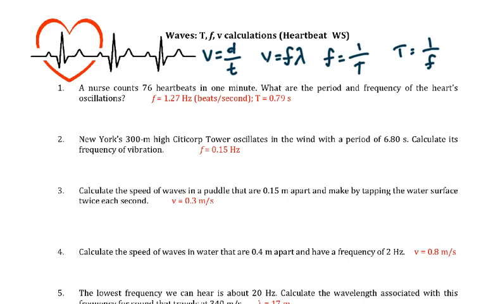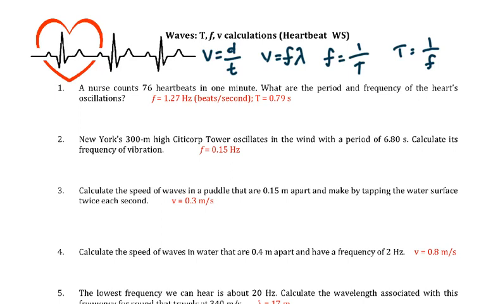It would probably also be helpful to review yourself on what the definitions for frequency, period, and wavelength are before you start these. Okay, let's take a look at number 1. A nurse counts 76 heartbeats in 1 minute. What are the period and frequency of the heart's oscillations? So in this problem, a heartbeat is going to equal an oscillation.